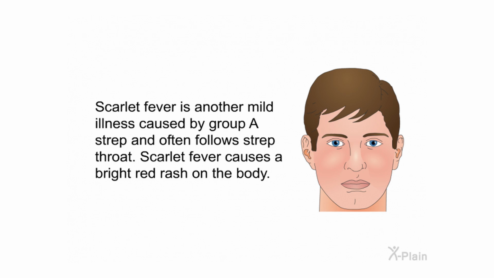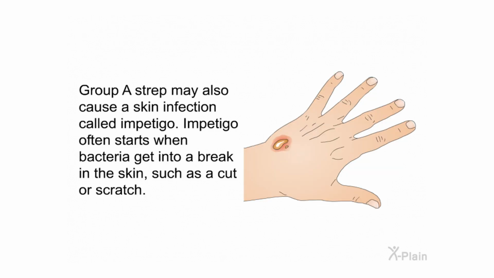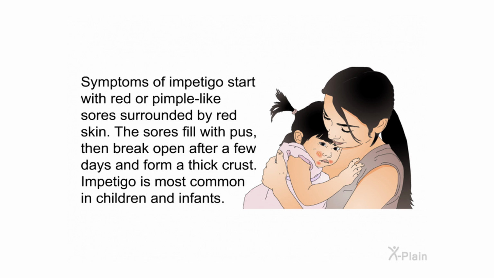Scarlet fever is another mild illness caused by Group A strep and often follows strep throat. Scarlet fever causes a bright red rash on the body. Group A strep may also cause a skin infection called impetigo. Impetigo often starts when bacteria get into a break in the skin, such as a cut or scratch. Symptoms of impetigo start with red or pimple-like sores surrounded by red skin. The sores fill with pus, then break open after a few days and form a thick crust. Impetigo is most common in children and infants.